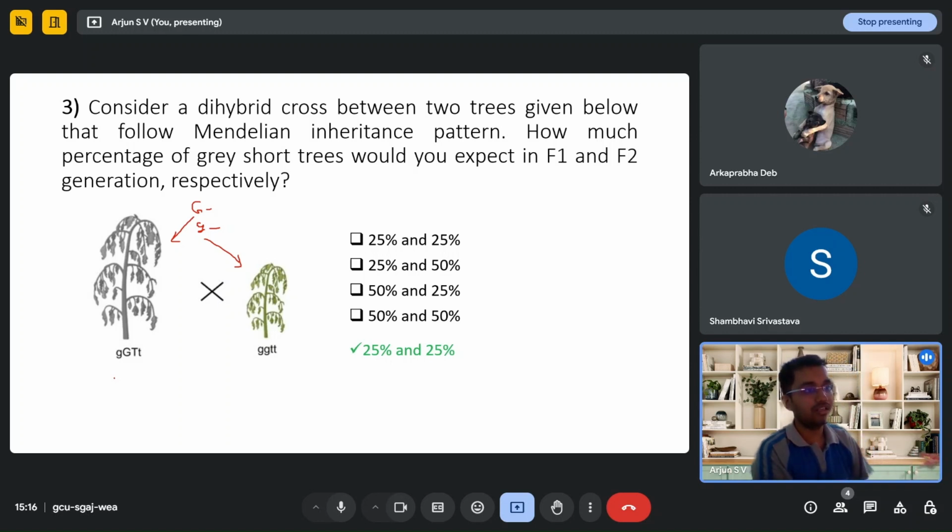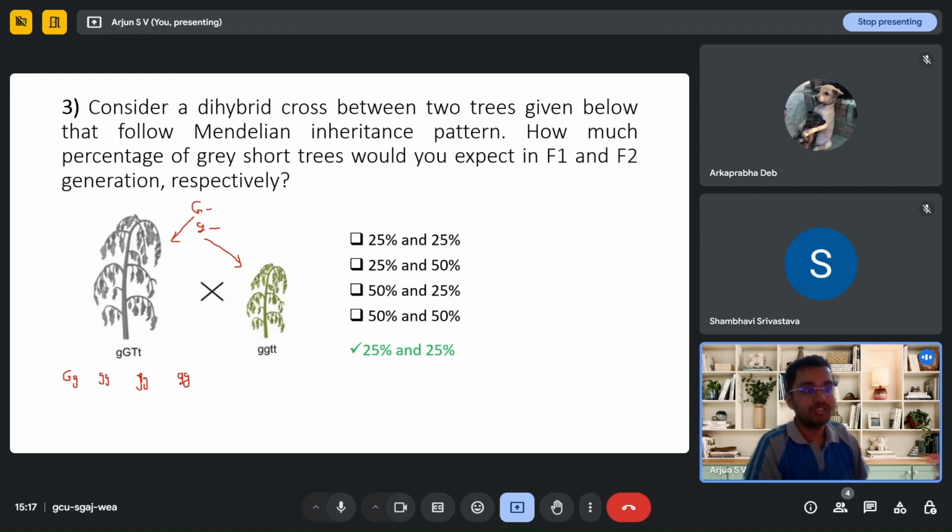Okay, I'll write it out here as well. With respect to the gray and green plants, you will be getting capital G small g, small g small g, small g small g, and small g small g. The same goes for the tall and short plants as well. So capital T small t and small t, it will also be like that.